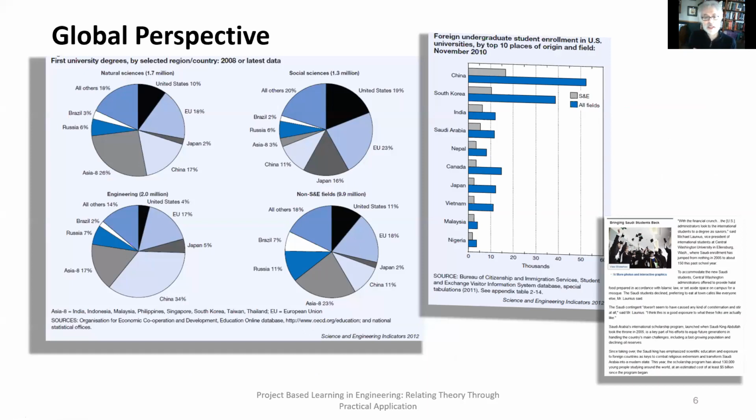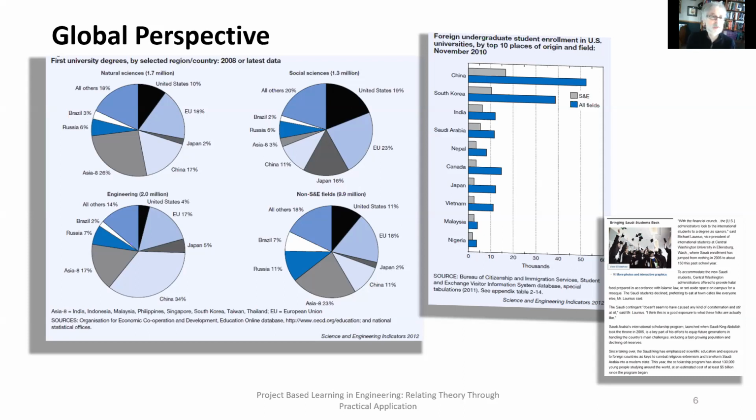And these materials, the first two graphs here, the pie chart and the bar chart, are from the National Science Foundation, the Science and Engineering Indicators Report. The National Science Foundation does a report every year. Unfortunately, they don't study the same thing every year. So this is from 2012, which I found was the latest that applies to this topic. The pie charts, the 4 pies on the left-hand side, account for first university degrees by region or by country from 2008 to 2012. And it has these 4 circles there.